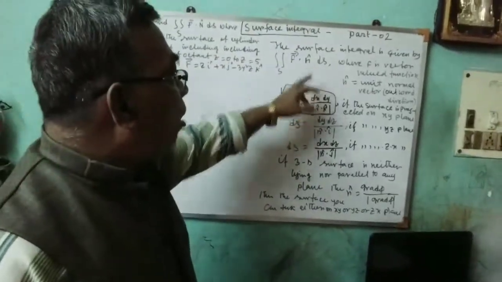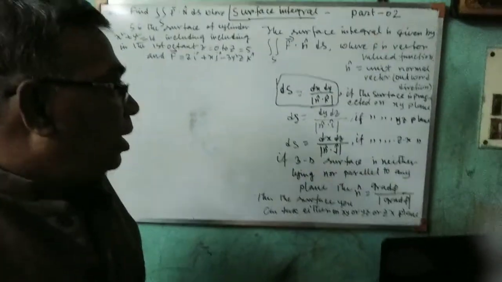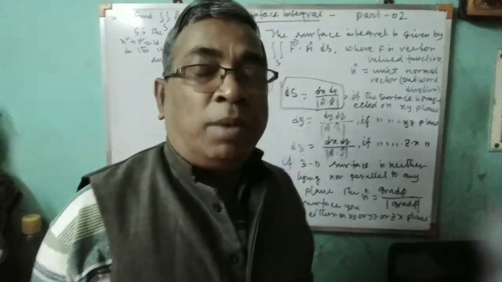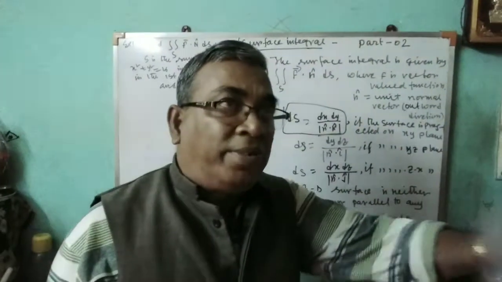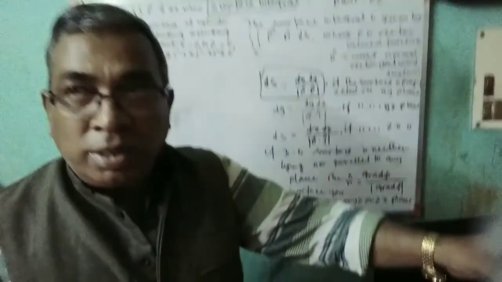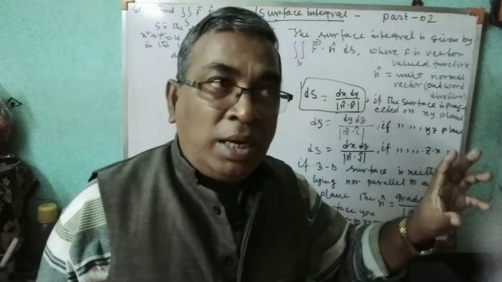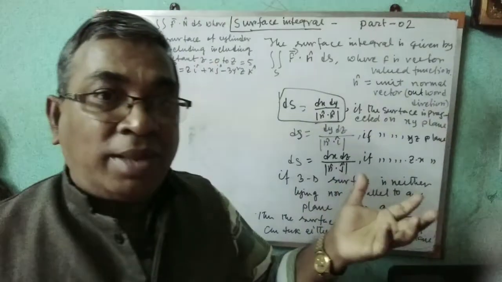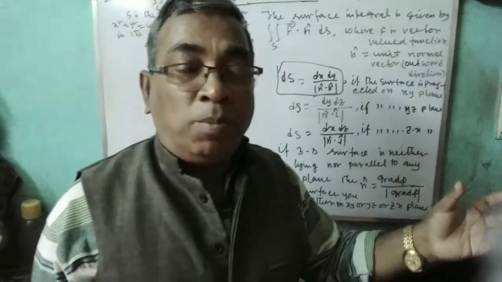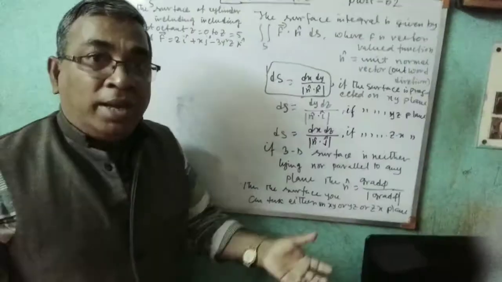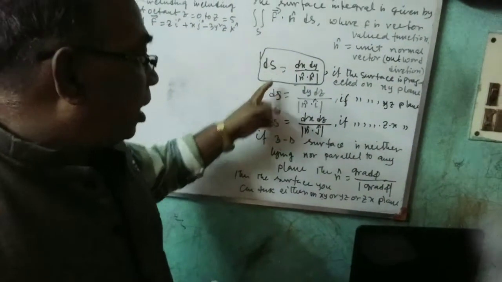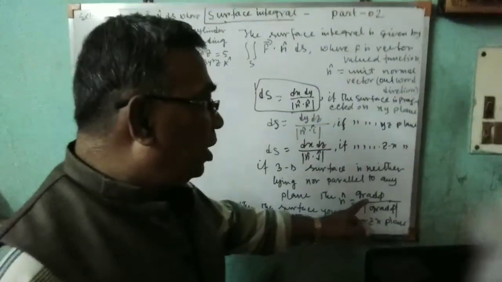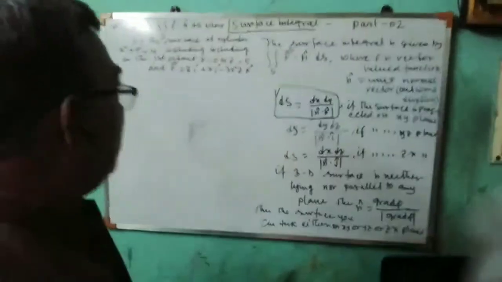And now, how to get the n vector. For the n vector, suppose the 3D surface is not given as lying on any plane, or it is not given that the surface is parallel to the xy plane, or parallel to the yz plane, or parallel to the zx plane. In that case, how to find the n vector? This is the formula: n vector equals grad phi by mod grad phi. What is grad phi? How to get it?